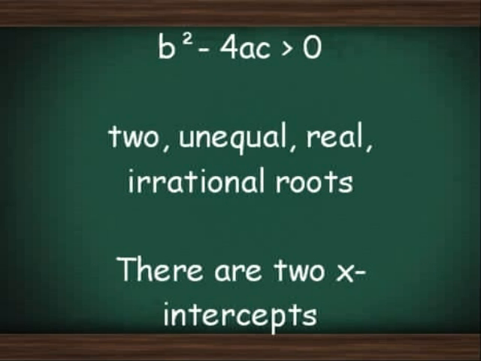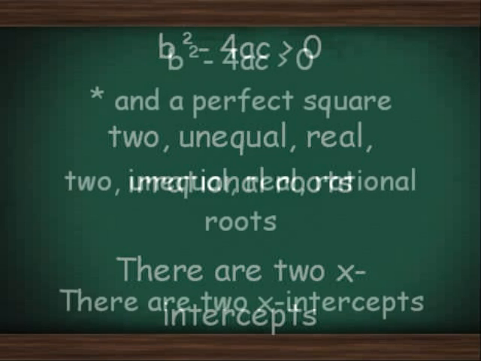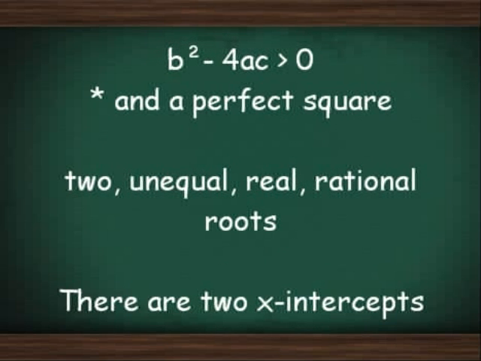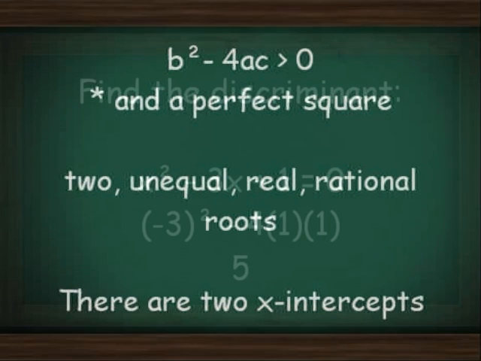When b squared minus 4ac is greater than 0, there are two unequal real irrational roots. When graphed, there are two x-intercepts. When b squared minus 4ac is greater than 0 and a perfect square, you get two unequal real rational roots. There are two x-intercepts when this is graphed.